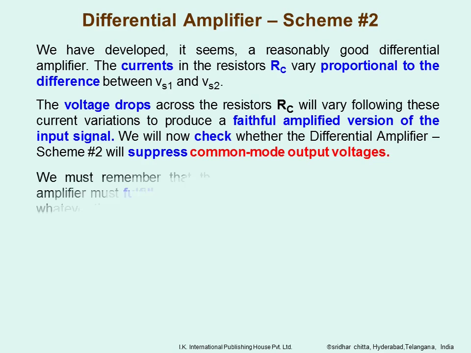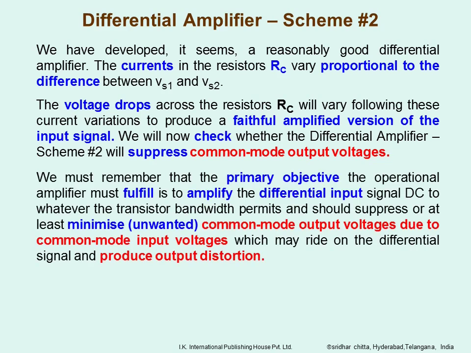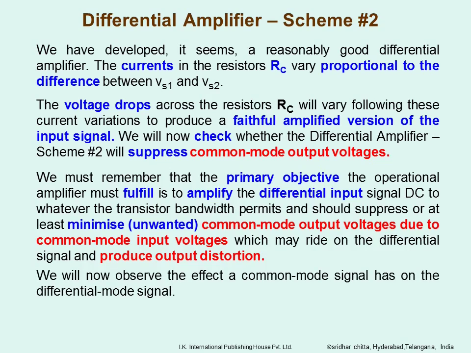We must remember that the primary objective the operational amplifier must fulfill is to amplify the differential input signal DC to whatever the transistor bandwidth permits and should suppress or at least minimize unwanted common mode output voltages due to common mode input voltages which may ride on the differential signal and produce output distortion. We will now observe the effect a common mode signal has on the differential mode signal.